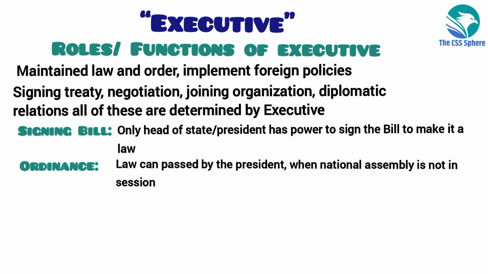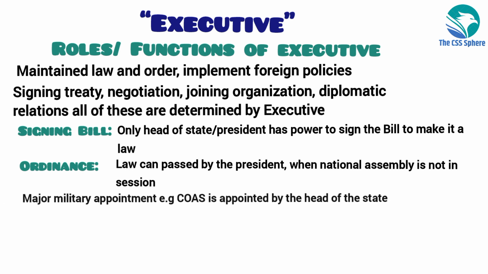Making law. Head of the state or president in some states has power to make law under certain conditions. It is called ordinance. Executive has the power of appointment and direction. Executive has some powers over the military. Major military appointments, for example, chief of army staff, are appointed by the head of the state. Executive has to prepare the budget. For example, the annual statement of the income and expenditure of the government is submitted to the legislature.